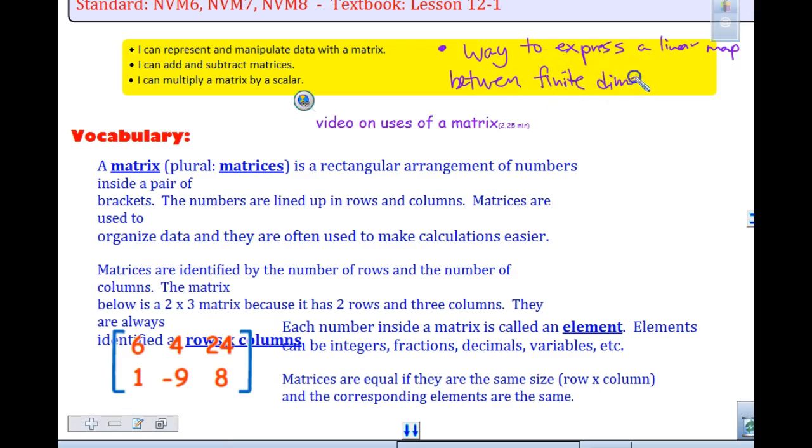Now, if you're reading this, you're going, I don't know what she's talking about. Finite. You might look that word up, right? Finite dimensional, and they usually call them vectors. So next year in geometry, you do vector addition, vector multiplication.